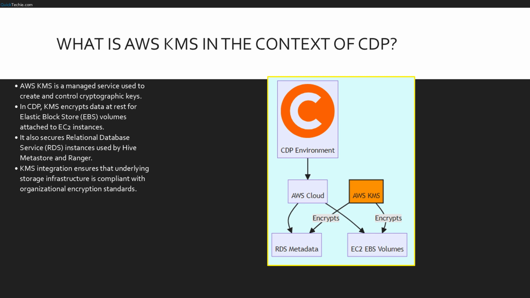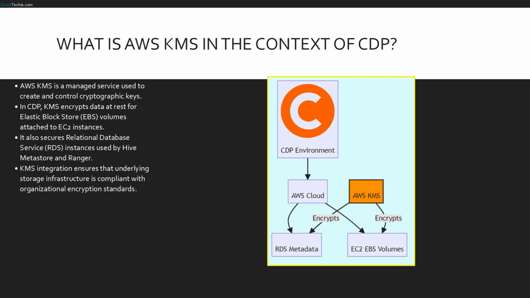What role does AWS KMS play here? Cloudera CDP uses AWS services like EC2 for compute and RDS for metadata. AWS KMS is the service that holds the keys to encrypt these resources. Specifically, CDP uses KMS to apply server-side encryption to the EBS volumes. These are the disks attached to your virtual machines and the RDS instances that store critical metadata for Hive and Ranger. By integrating with KMS, CDP ensures that if a physical disk were ever compromised in the data center, the data would remain unreadable without the cryptographic key.